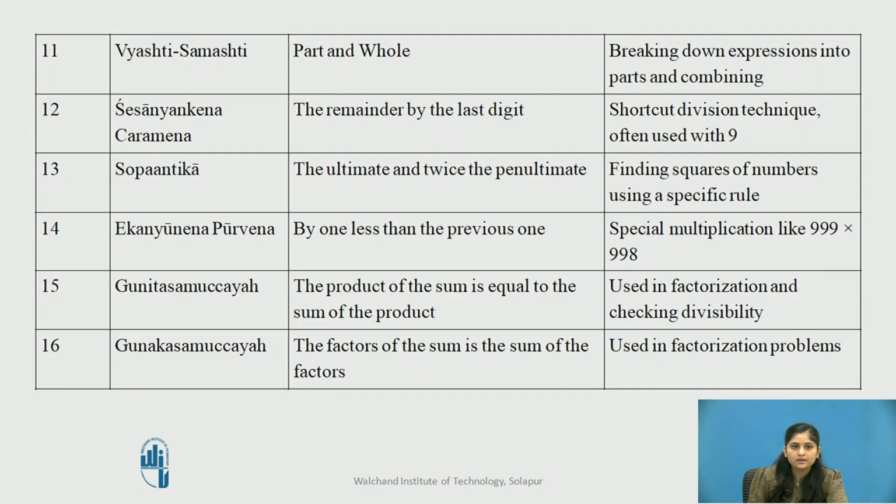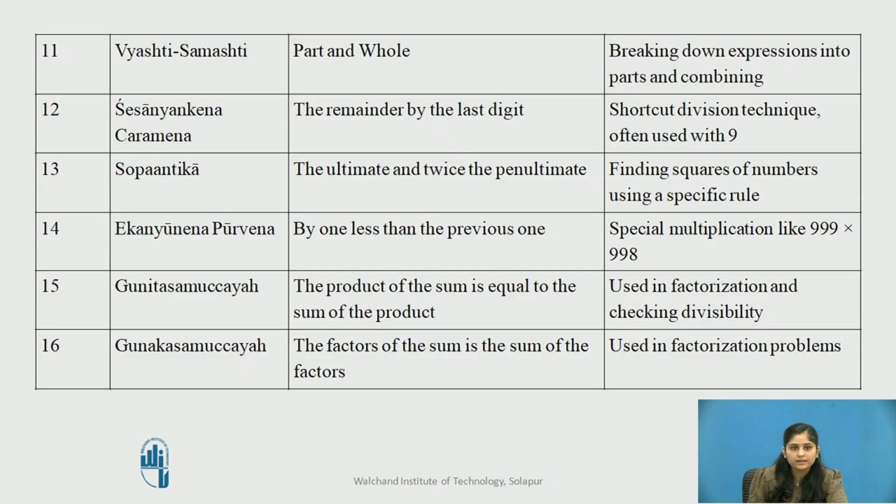The 11th sutra is Vashti Samishti, which means parts and wholes, and it is used for breaking down expressions into parts and combining. Next sutra is Shesha Ankena Charamena, which means the remainder by the last digit. It is used for shortcut division technique often used with 9. Next sutra is Sopantika, which means the ultimate and twice the penultimate. It is used for finding the square of a number using a specific rule.